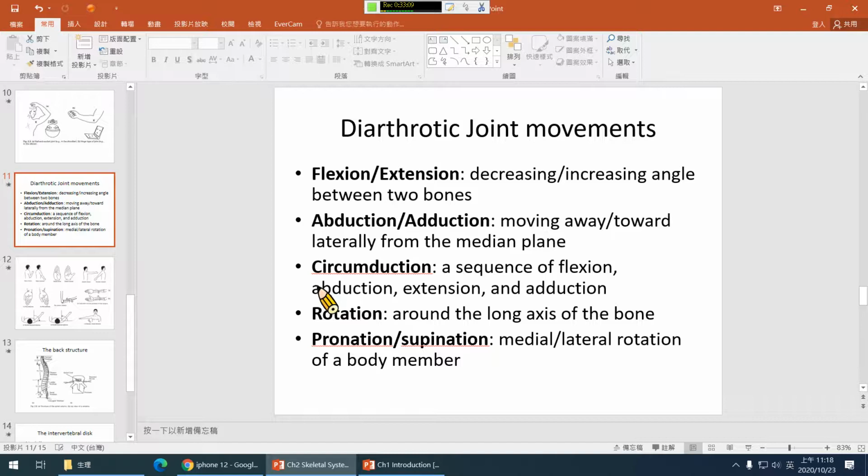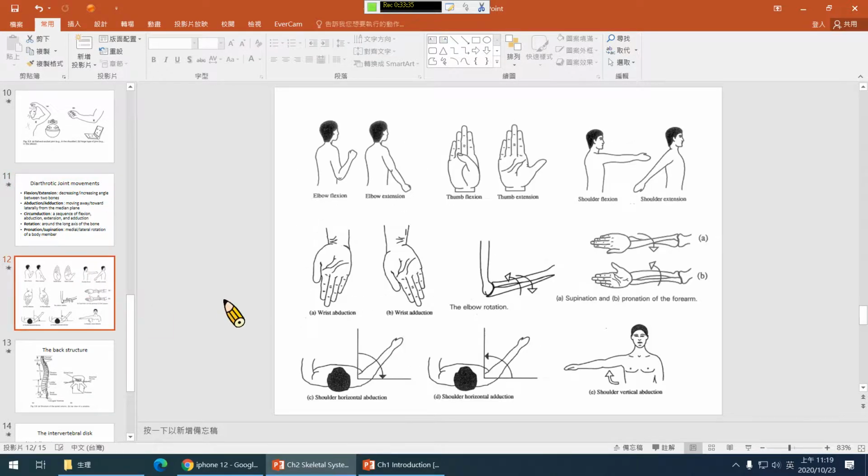Okay. Basically, the two major movements are flexion extension and abduction adduction. The next one is circumduction. Circumduction is a combination, a sequence of flexion, abduction, extension, and adduction. And it occurs at the thumb.